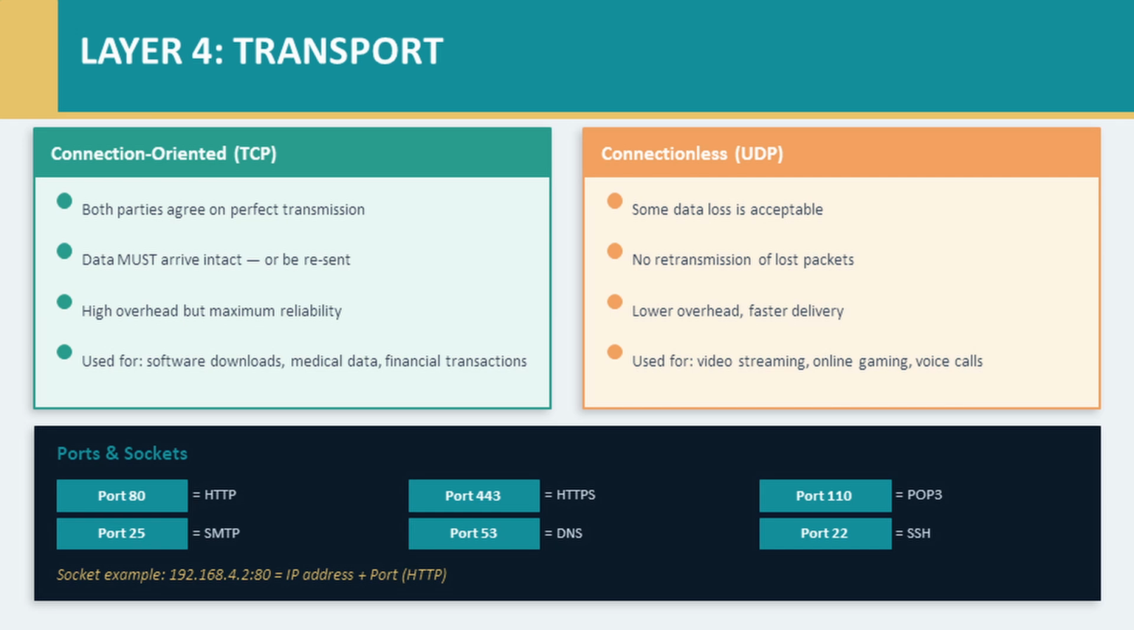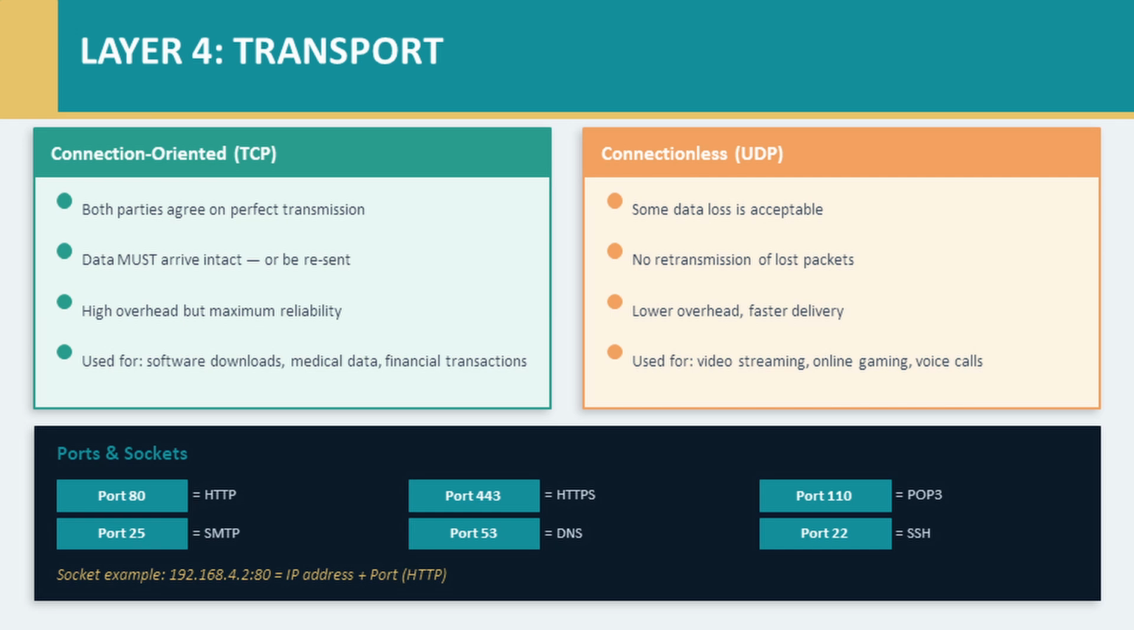The second type is connectionless, implemented by User Datagram Protocol, UDP. With UDP, some data loss along the way is acceptable. Think about streaming video or online gaming. A few dropped frames or packets don't ruin the experience, and a lower overhead means faster, more efficient delivery.